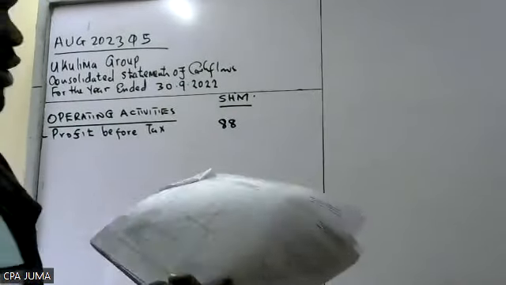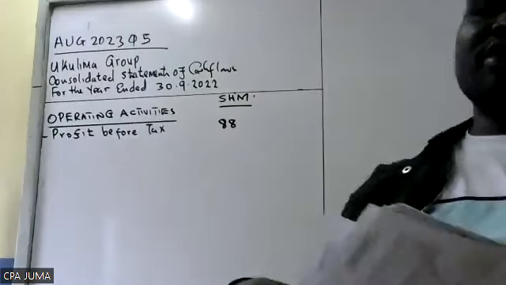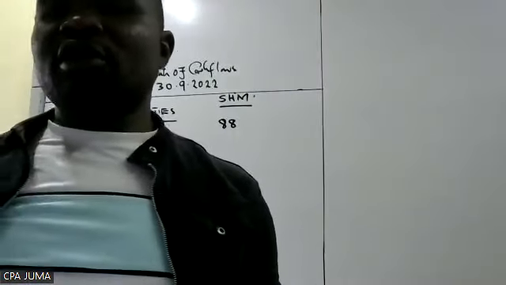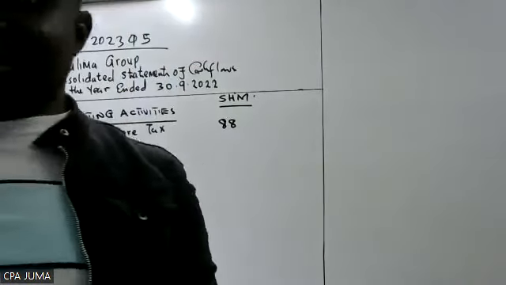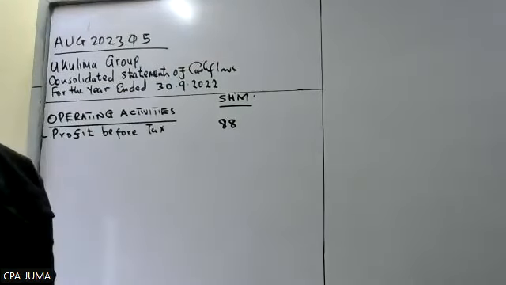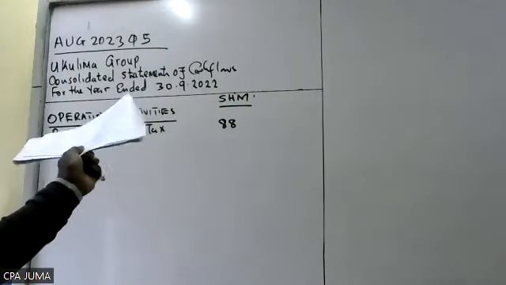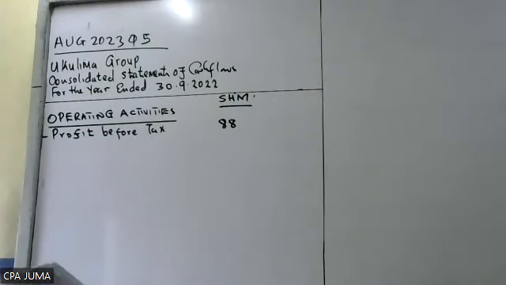And remember this one is just 10 times 2. So if you have 10 ticks, you have the 20. In cash flow, once you write profit before tax, you go to adjustments.